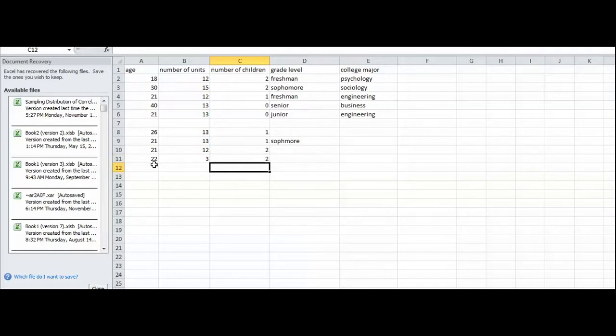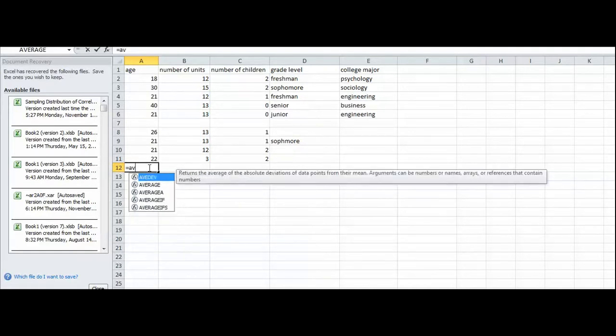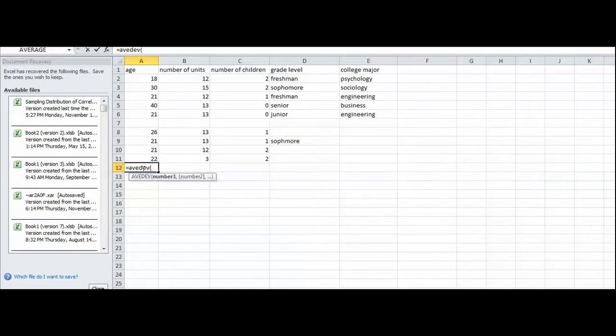What about mean absolute deviation? Excel calls the mean absolute deviation the average deviation. So it's AVEDEV. Type in the left parenthesis.